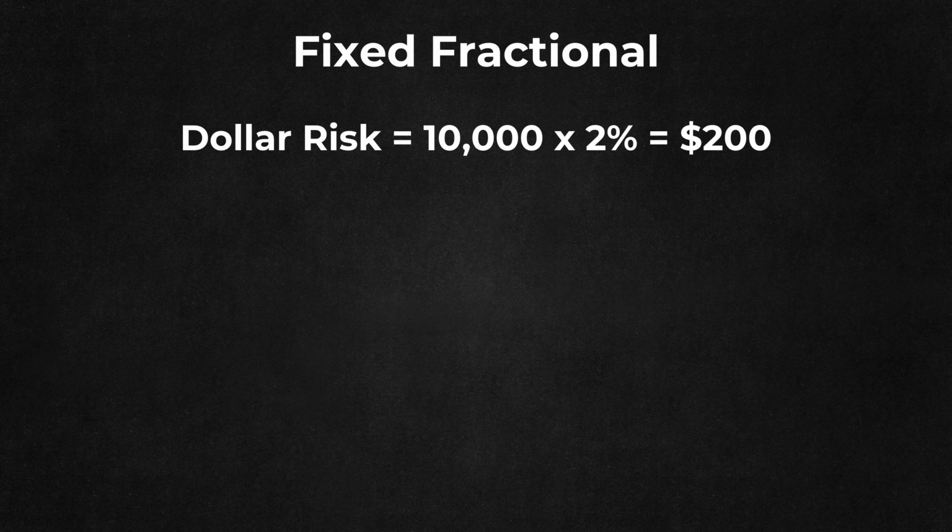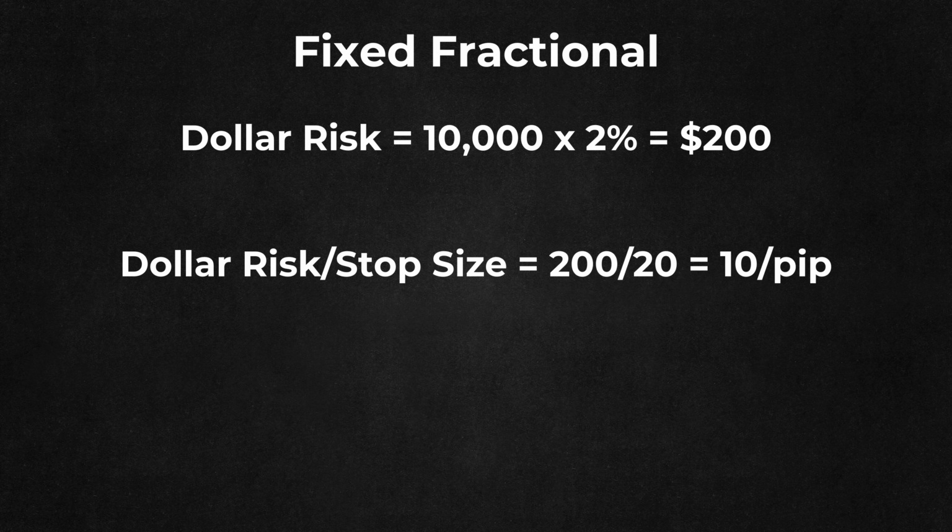To calculate your position size, you need to multiply your capital by the risk level you chose. So 10,000 times 2%, which equals $200. This is known as the dollar risk or capital risk. Now you need to adjust the position size based on your stop size. You do that by dividing the dollar risk by the size of your stop. So $200 divided by 20 equals $10 per pip. In Forex, one lot gives you $10 per pip, so in this case you would need to trade one lot.